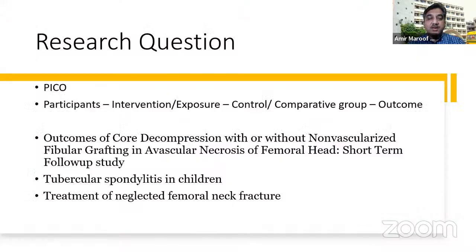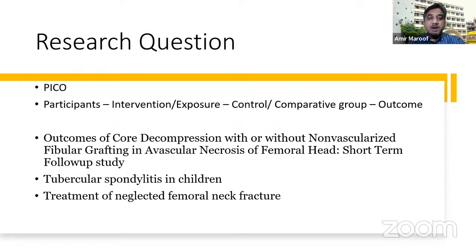So the first thing is the research question. So how to decide a research question? A research question is any problem that we find in our clinical practice or some policy or some guideline related issue. So what happens is that we try to formulate it as a research question, and the framing of the research question has to be done in the form of PICO. Now this short PICO we will carry across the whole presentation also.